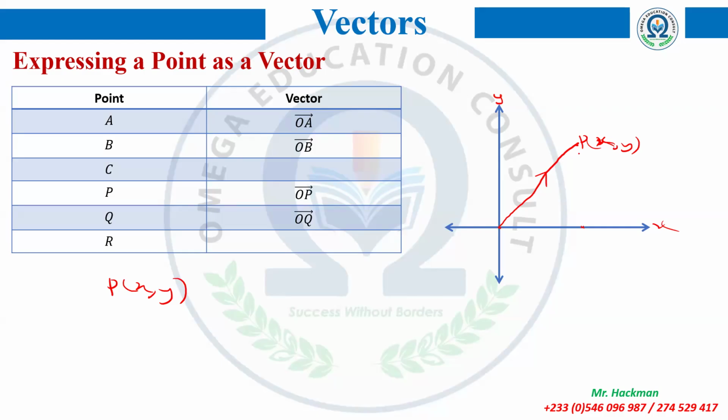So every point takes its source from the origin. For you to express a vector in the two-point form, you need to know your initial point, which is your starting or source point, and your terminal point, which is the end point. Your initial point will be O, the origin, and your terminal point will be P. So the vector here will be OP, which in the special notation form will be P tilde.